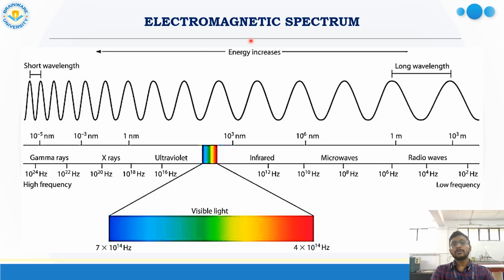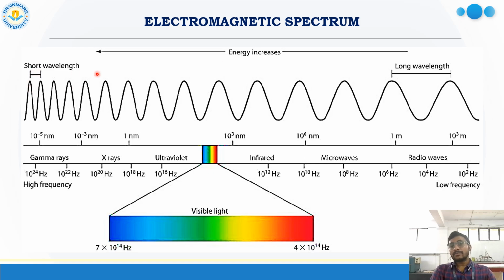Now we have the electromagnetic spectrum. This is the complete spectrum of electromagnetic radiation. Only a small part of that is visible to the human eye, only a fraction of the electromagnetic radiation. As we go from left to right, the wavelength increases, and as I said, the energy of the light is inversely proportional to the wavelength. That means what?